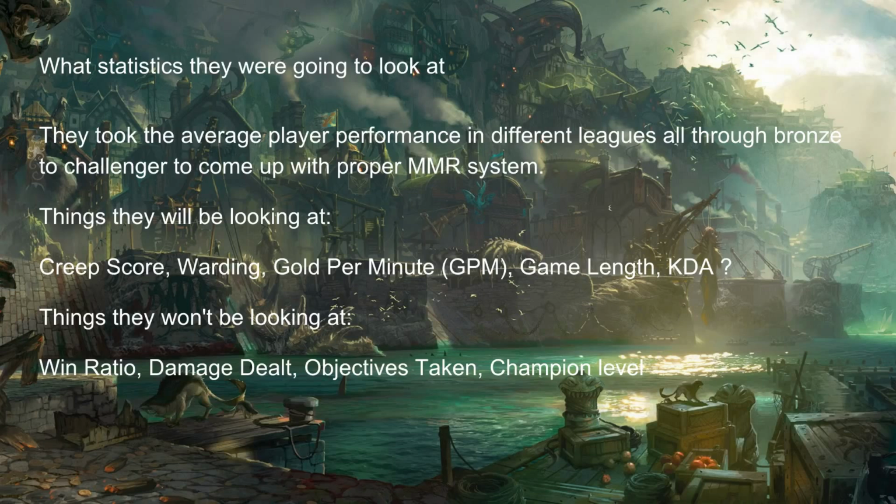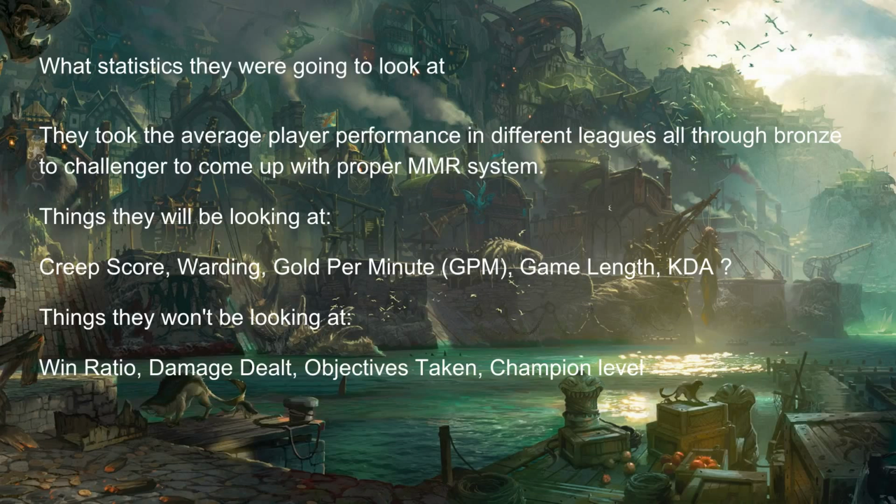And obviously, it's not going to affect you in that sense if you rapidly climb. So if you get placed in bronze and you win like 20 games in a row and go up to a 70% win ratio or something insane like that, it's not going to immediately put you in a challenger level game, right? So that's not going to happen. That's one of the reasons why they're not going to be looking at the win ratio. Damage dealt, this is another thing as well, because you can have games where you sort of pop off.